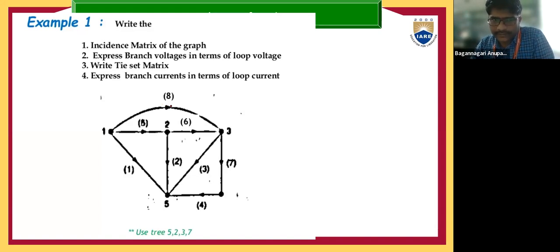This is from left to right. This is also from left to right. So these are the directions of the currents. So write the incidence matrix for this graph. Can you write the incidence matrix for this graph? Can you give a try?